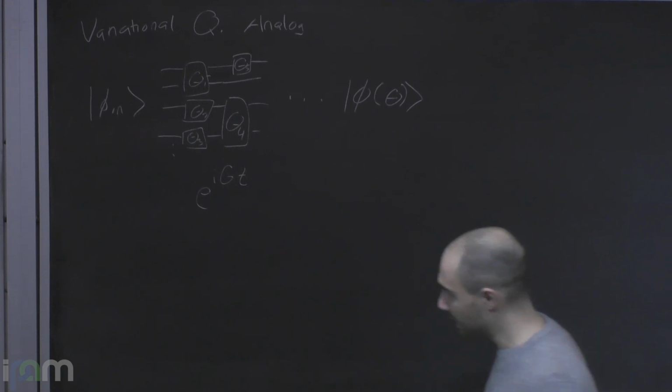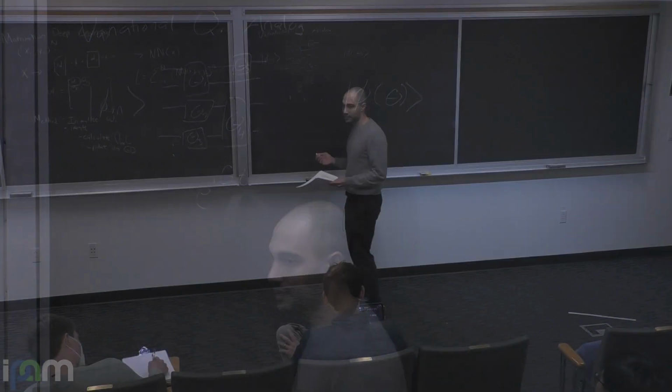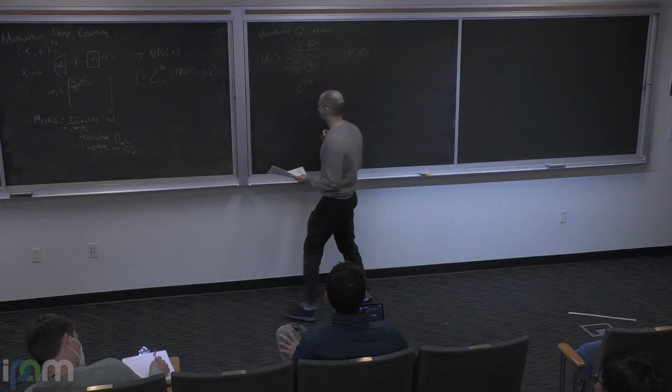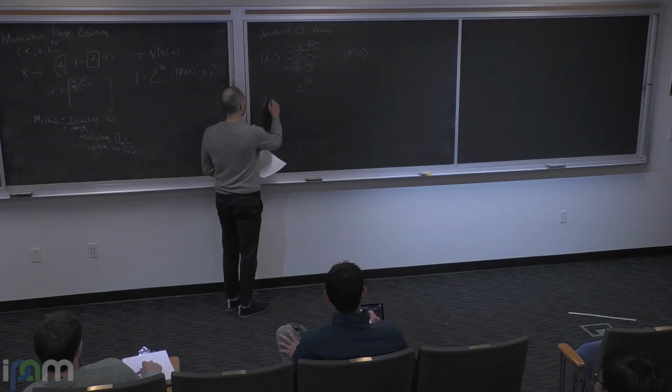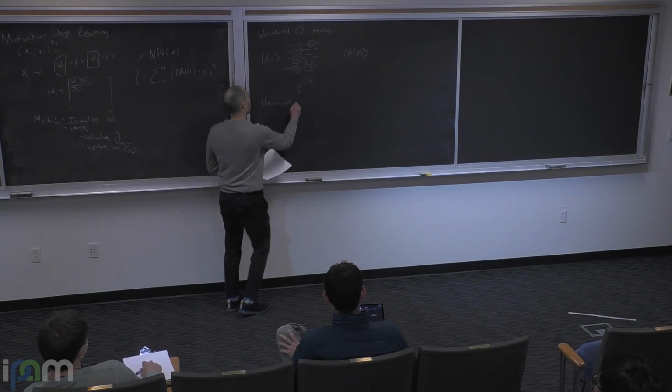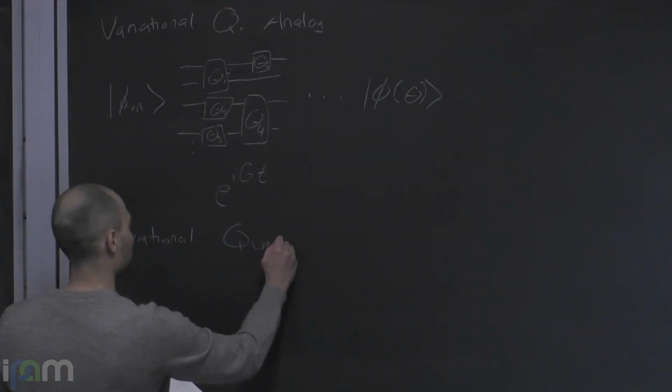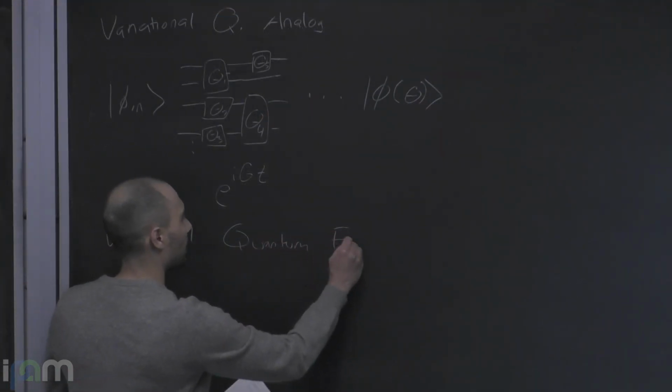Okay, so two instantiations of this setting. Let me give you some examples of what you can do with this. The first one is called the variational quantum eigensolver.